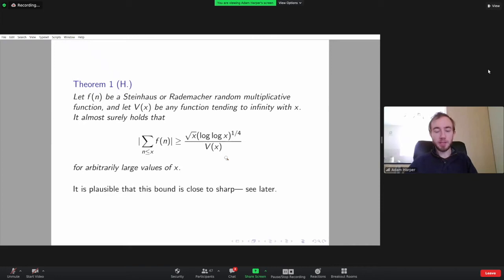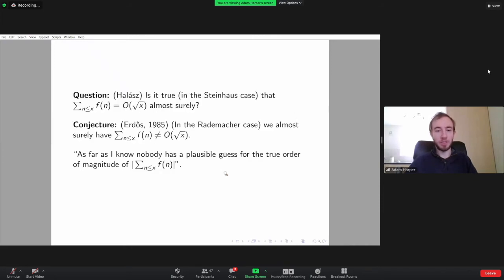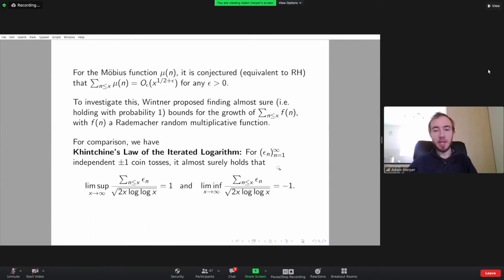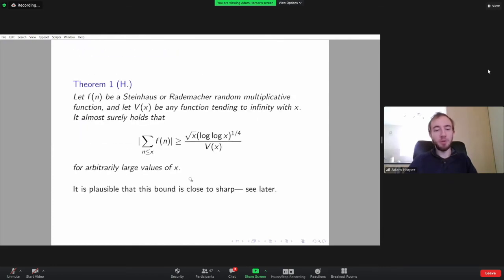So what I want to do next is try to explain how the classical law of iterated logarithm, so this statement here, just for completely independent random variables, is proved, or a way of proving it. And then once I've done that, I want to try to explain how you can adapt that strategy to the random multiplicative case. But before I do that, are there any questions about the statement of the theorem, or any other questions up to this point?